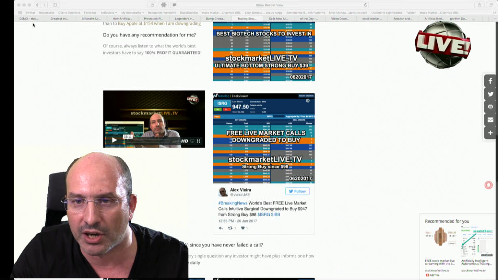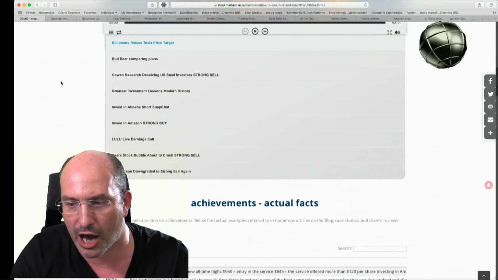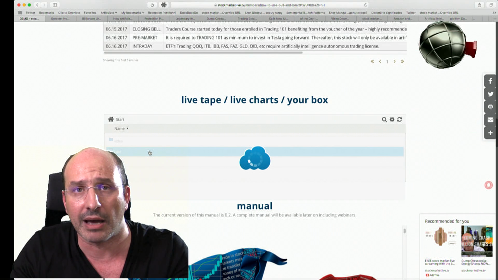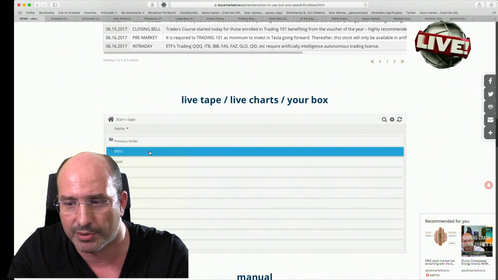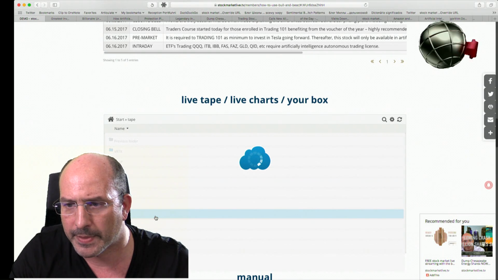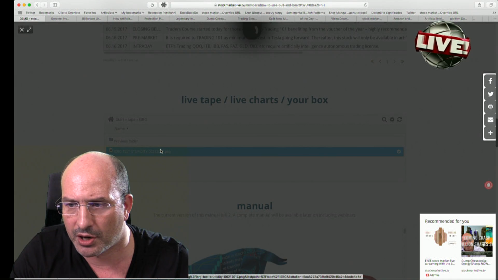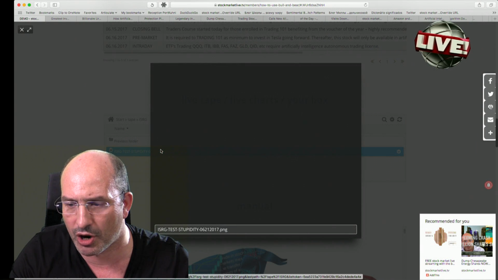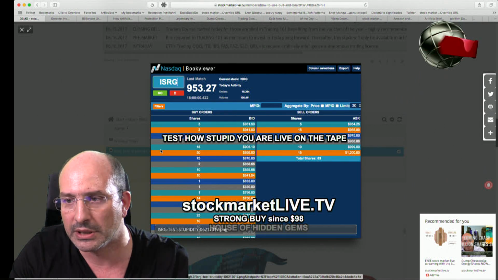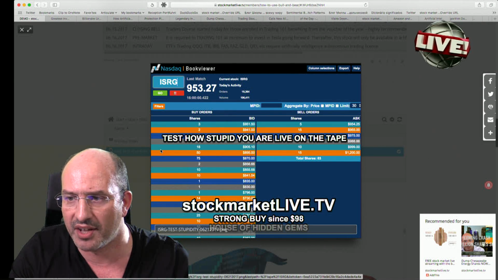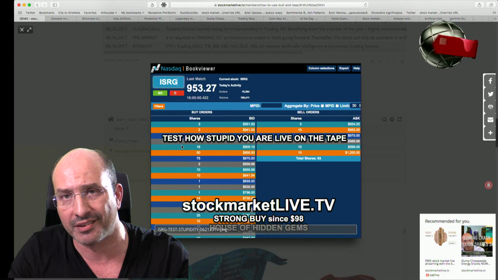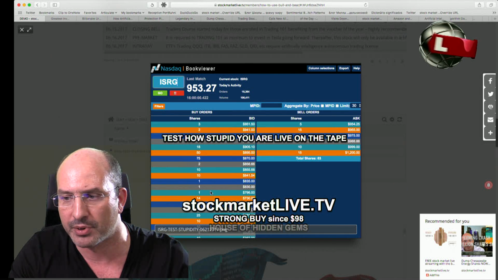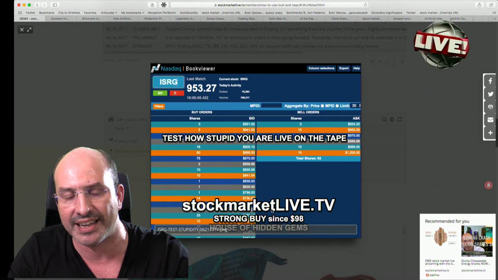So we are going to see this here just for you to visualize how it works, because this is rather important, okay? So we are going here to the tape, and this is the demo service, okay? Intuitive Surgical, I believe that probably it is here, and we are going to finalize the demo precisely with this screenshot, okay? If you want to, $953.27 with a very explicit, remarkable title, Test How Stupid You Are, live on the tape, Stock Market Live.tv, strong buy since $98, okay?